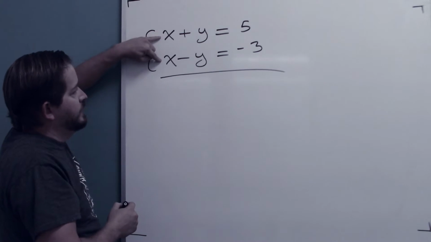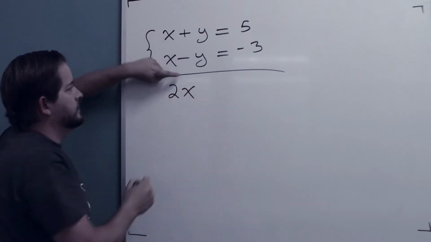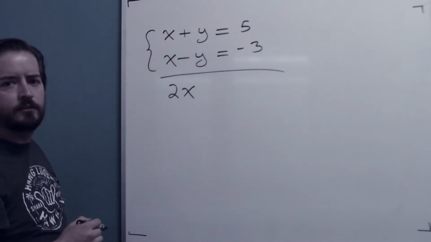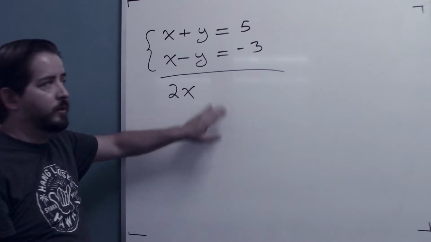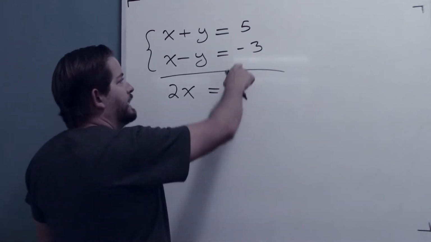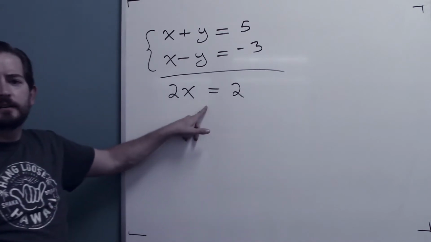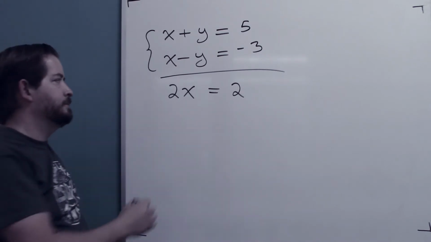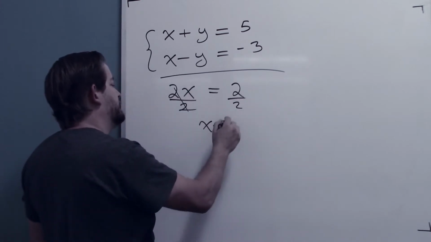If I add my left-hand side, I get x plus x is 2x. And what do you know? y and negative y is nothing. It's 0, it's gone, and I've eliminated my y. So on the right-hand side, I have 5 minus 3. That's 2. Oh my goodness, look how easy this is. If I divide by 2, I get 1, and I'm halfway done, right?